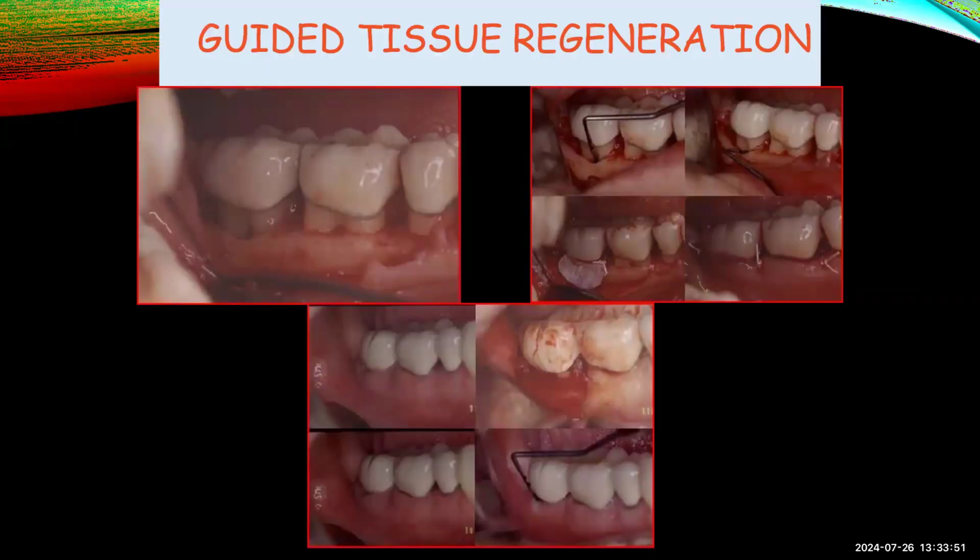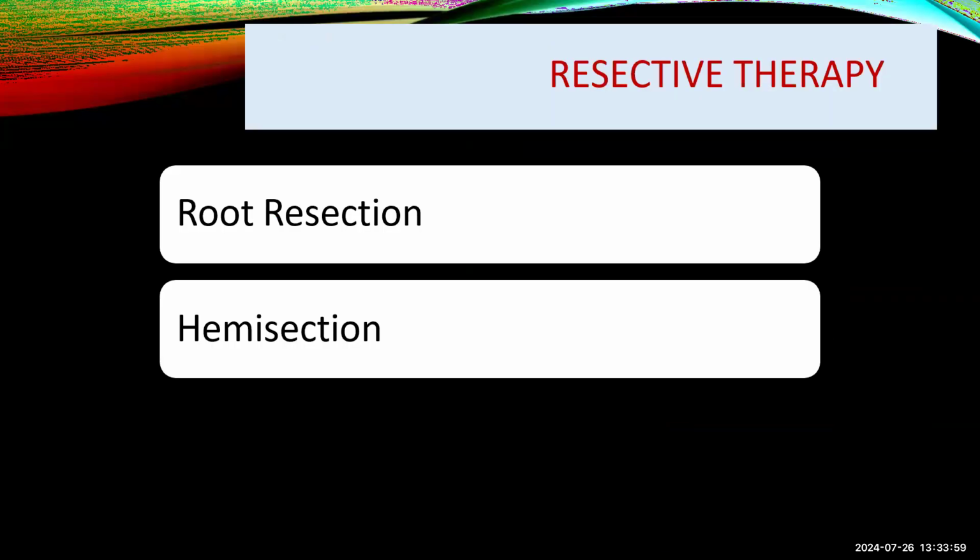Guided tissue regeneration is being carried out similarly. To cover the furcation area, a membrane has also been placed. So after all the open flap debridement and regeneration, there are still some defects that are not amenable to all these therapies. In such cases, we have to move on to resective therapy.